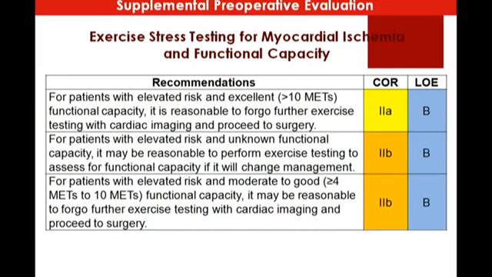And this is the most important message I would like to convey as a cardiologist and as an interventional cardiologist, that we do not need to do unnecessary non-invasive testing on patients who are functional and active and asymptomatic.